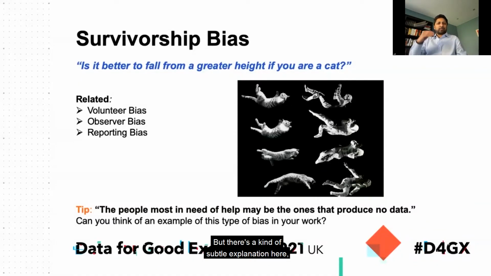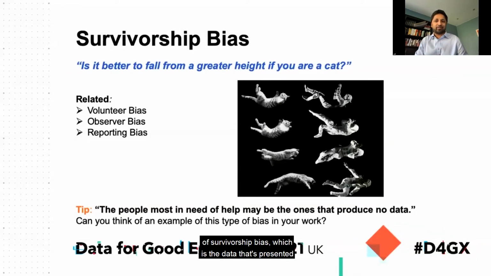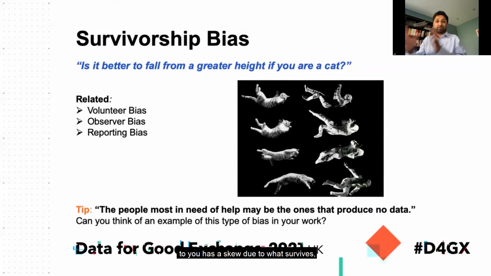But there's a subtle explanation here, which is if your cat did fall from 20 floors, it probably dies, and nobody brings a dead cat to a vet. People bring an injured cat to a vet. So this is, again, a great demonstration of survivorship bias, which is the data that's presented to you has a skew due to what survives, and that may not be what is actually true. And it's very important that you account for this explicitly when you analyze data.